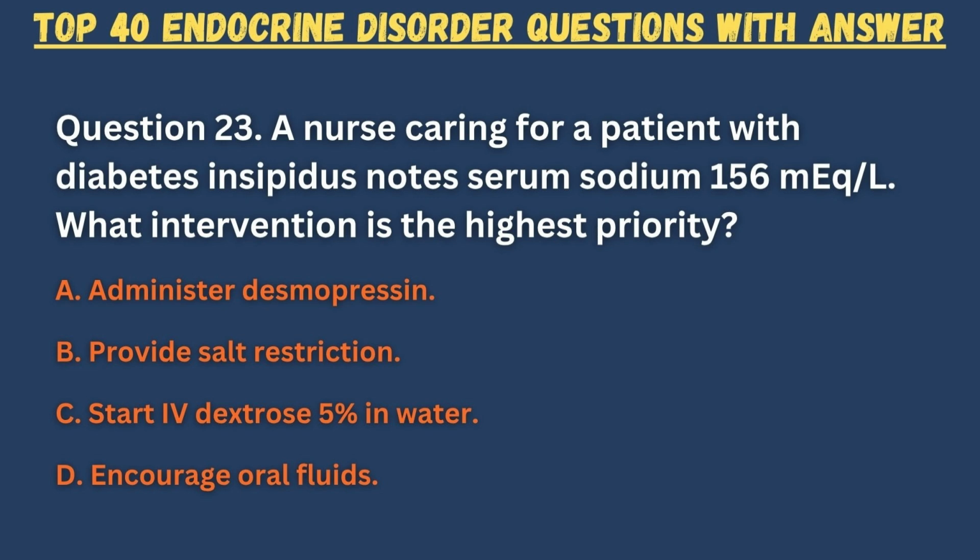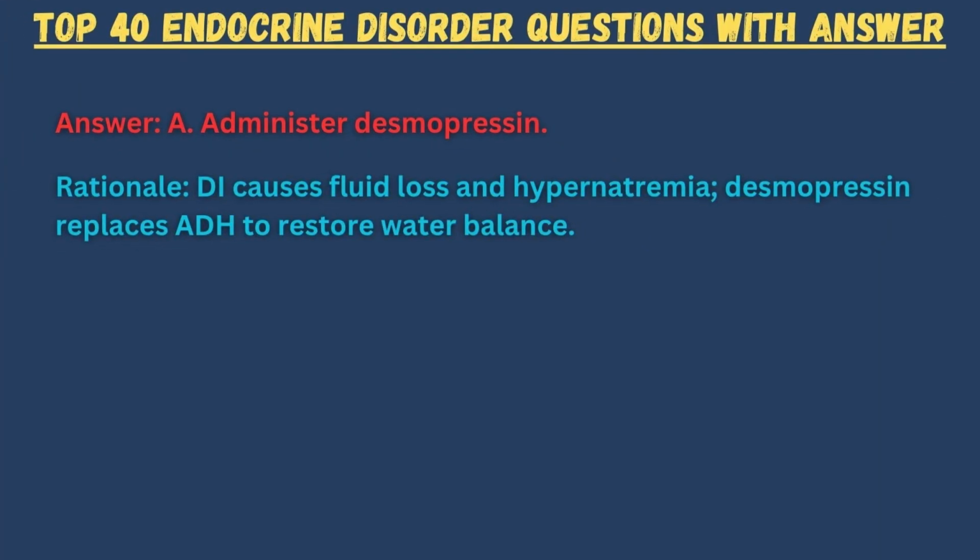Question 23. A nurse caring for a patient with diabetes insipidus notes serum sodium 156 milliequivalents per liter. What intervention is the highest priority? A. Administer desmopressin. B. Provide salt restriction. C. Start IV dextrose 5% in water. D. Encourage oral fluids. Answer: A. Administer desmopressin. Rationale: DI causes fluid loss and hypernatremia. Desmopressin replaces ADH to restore water balance.